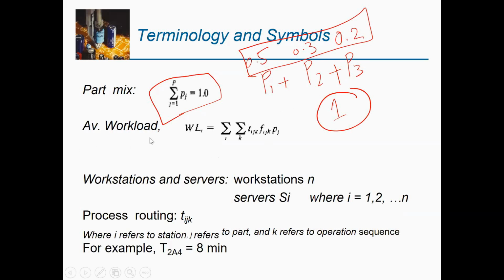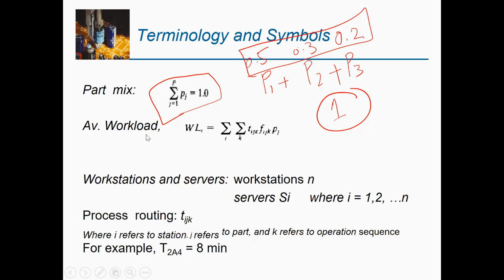Average workload. Again, the theoretical definition of workload is the time given to the machine for a specific operation. Right? That is the workload.